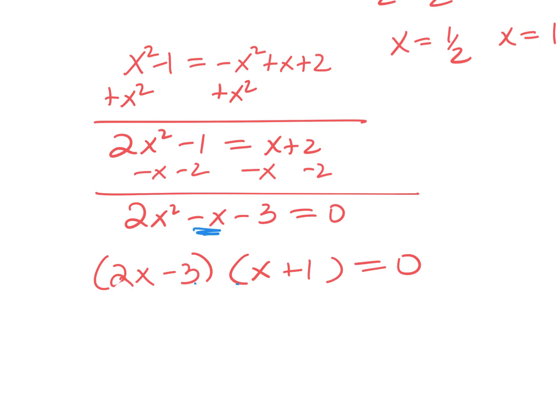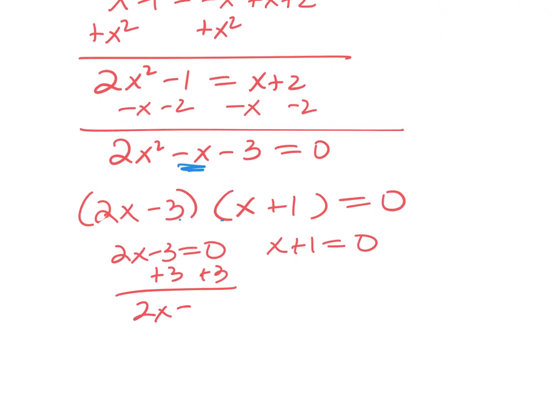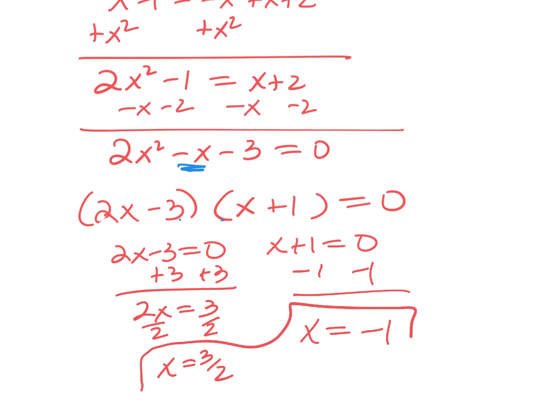All right, so now set each of your factors equal to 0. Add the 3. 2x equals 3. Divide by 2. And x equals 3 over 2. Over here, subtract the 1. And the two values of x when the two functions are equal will be positive 3 over 2 and negative 1. So that is it for part 1 of section 2.2.